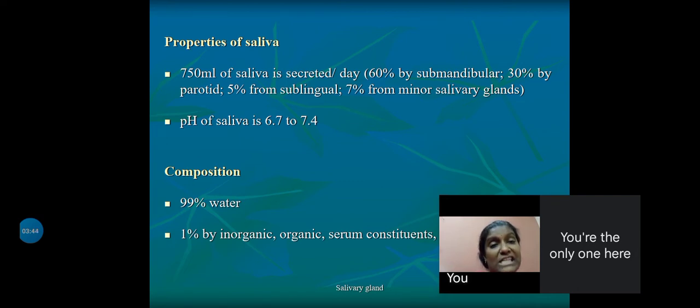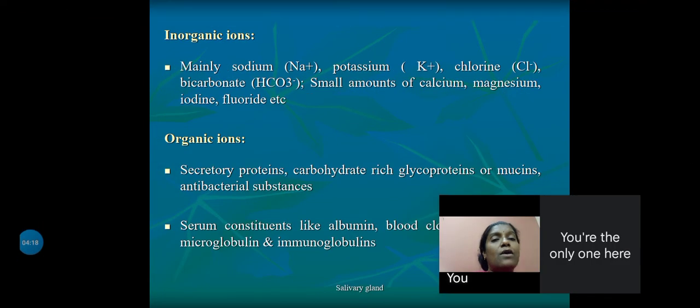Saliva is a secretion that is present inside a body cavity, that is the oral cavity, so it should be in and around neutrality. The pH of saliva is 6.7 to 7.4. Most body fluids tend to be around isotonicity unless there is an exception. Composition: it is made up of 99% water. The remaining 1% is made up of organic, inorganic, serum constituents and healing components.